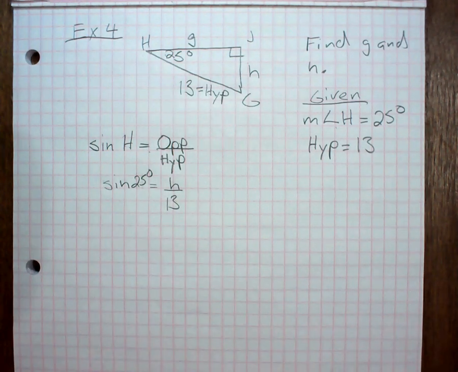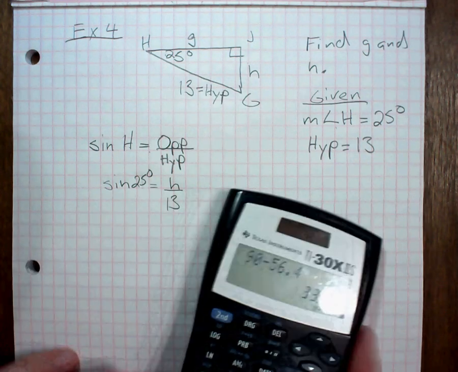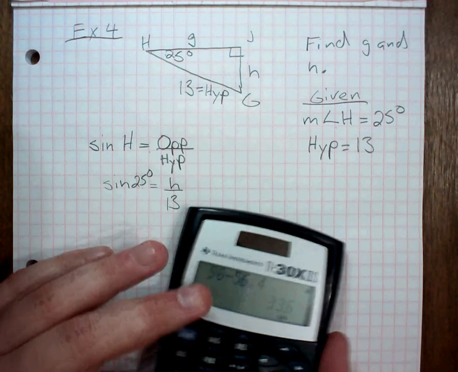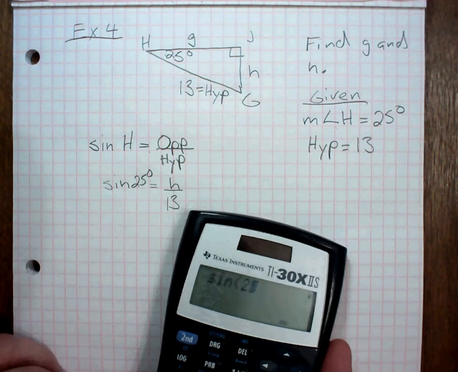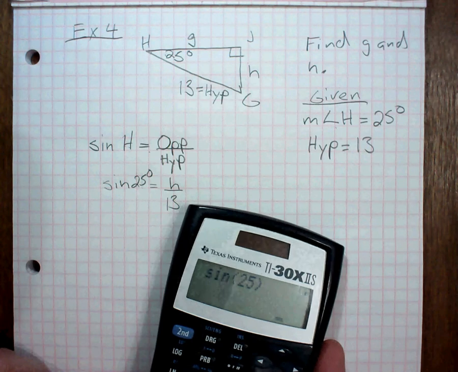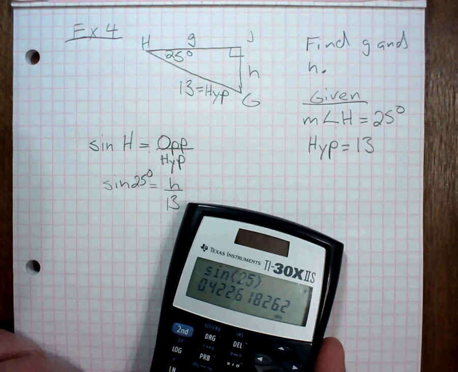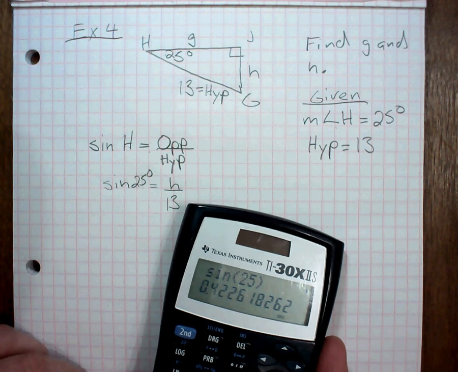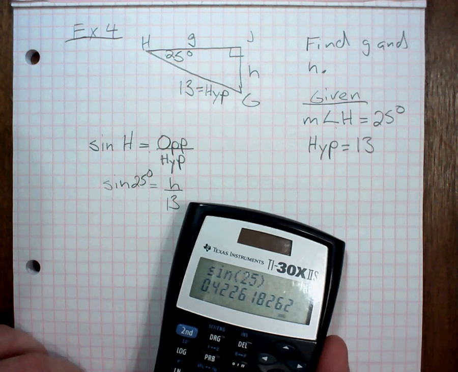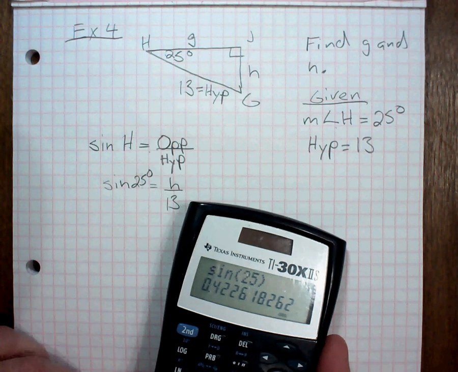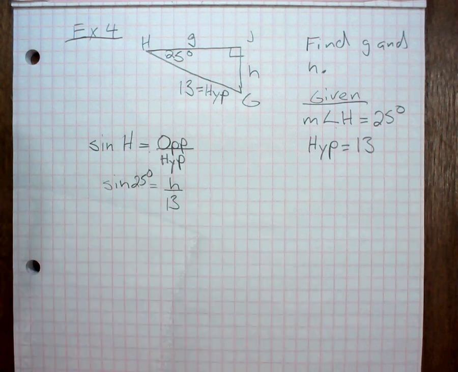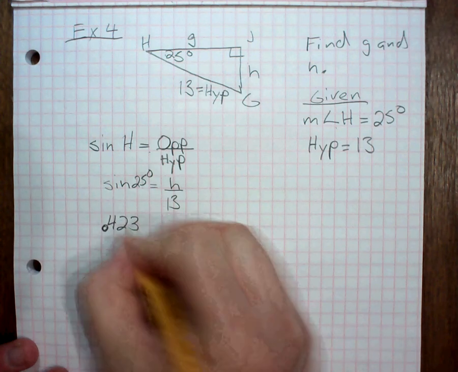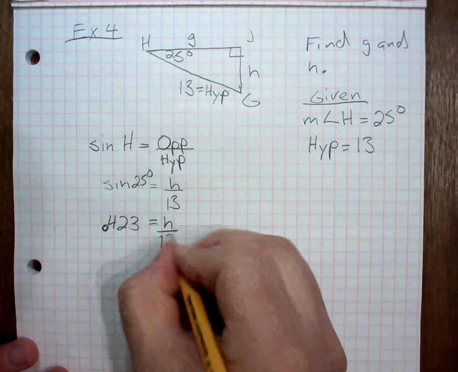So what I can do then is find out that sine of 25 degrees is an actual value. In other words, it's a number. Sine of 25 degrees is 0.423. So in other words, 0.423 is equal to h over 13.